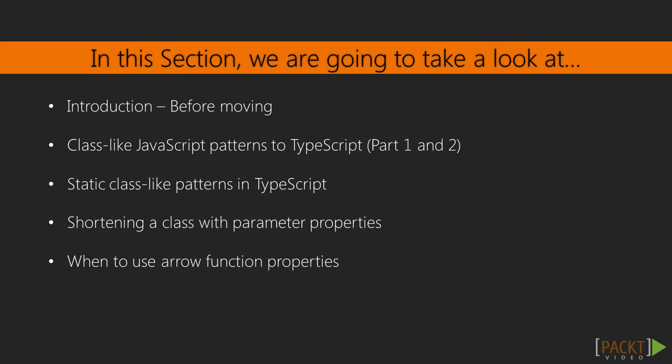First, we're going to have an introduction on our process before we move to ES6 classes. Then we're going to go through a few examples of some class-like JavaScript patterns in TypeScript. After, we'll look at some static class-like patterns, shortening a class with parameter properties, and finally a video on arrow function properties.